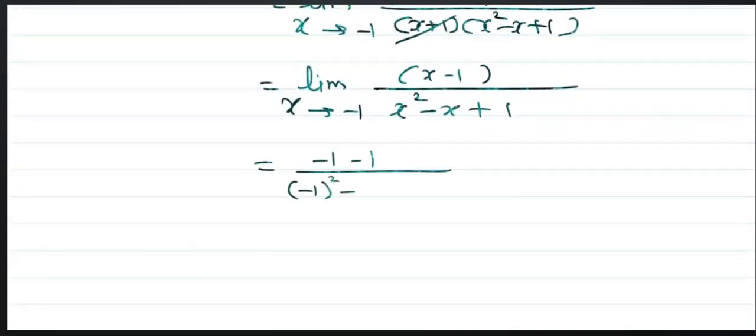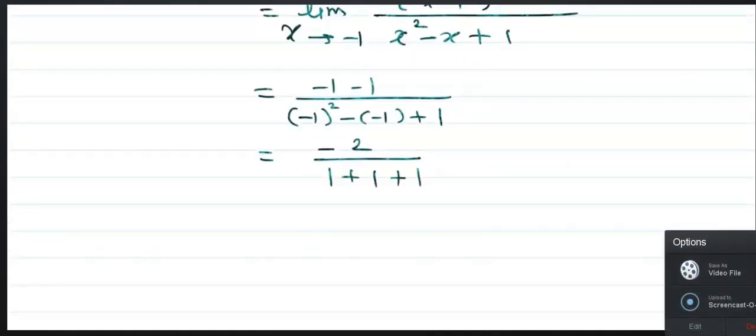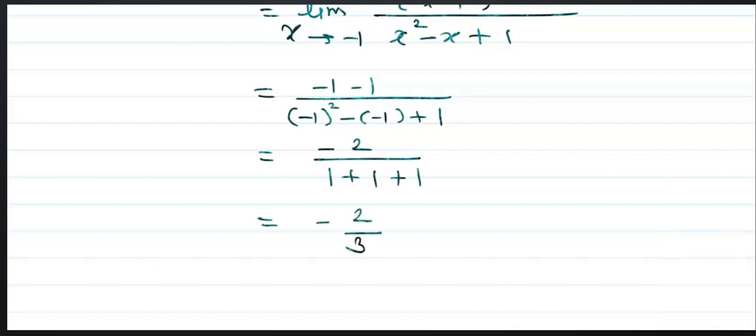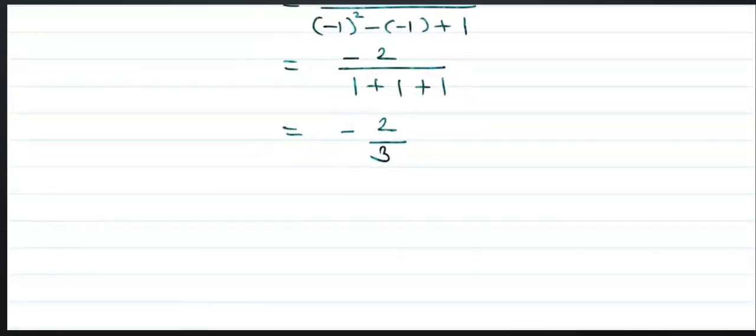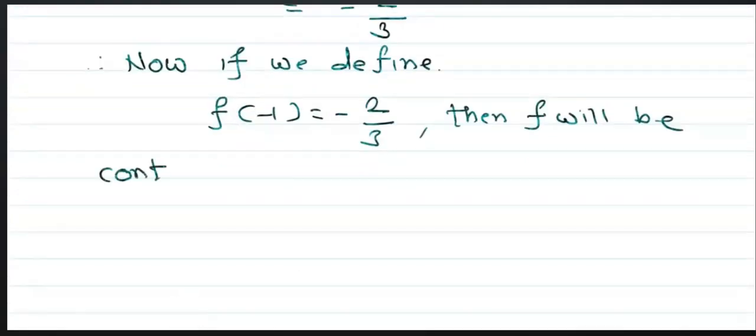Now substitute the values. Therefore, you will get minus 2 upon 3. Now if we define f of minus 1 is equals to minus 2 upon 3, then f will be continuous.